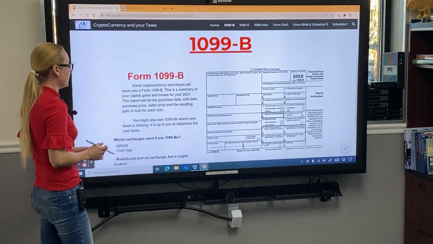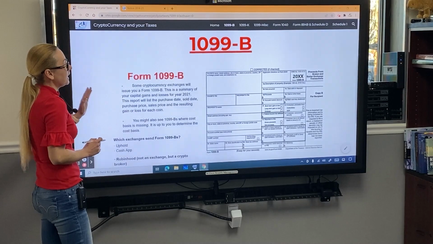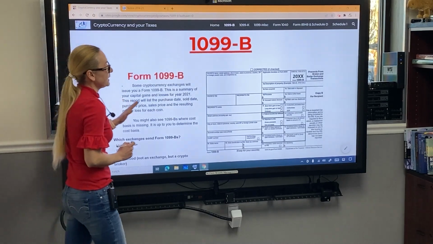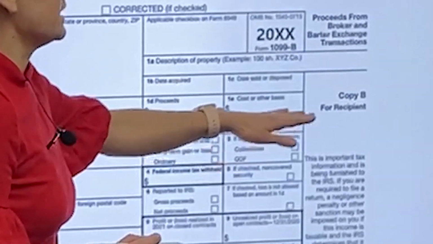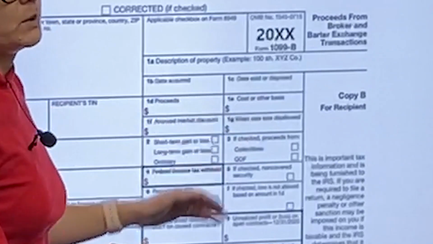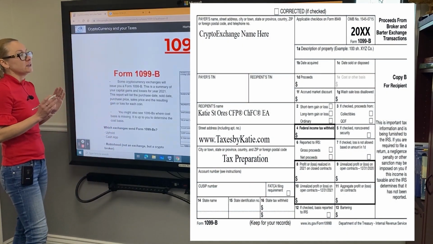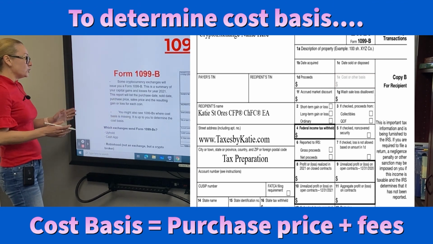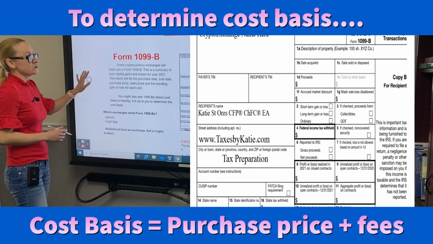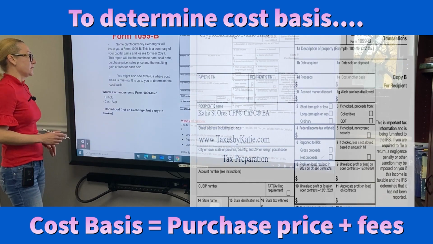I would like to point out that you might see on your 1099-B that cost basis is missing. This box will be empty. It will be up to you to determine your cost basis. Your exchange will not provide the basis to you in some cases.